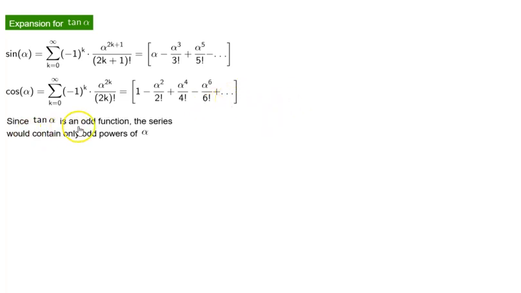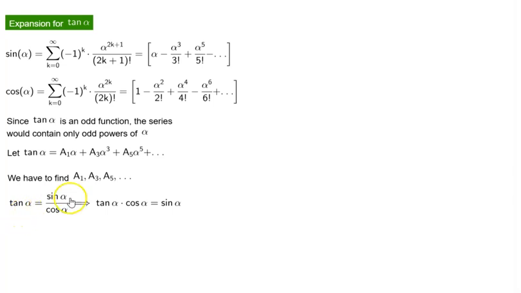Now, since tan alpha is an odd function, the series would contain only odd powers of alpha. So let us say tan alpha is equal to a sub 1 alpha plus a sub 3 alpha cube plus a sub 5 alpha to the power of 5 and so on. Now, we have to find a sub 1, a sub 3, a sub 5 and so on, the coefficients.